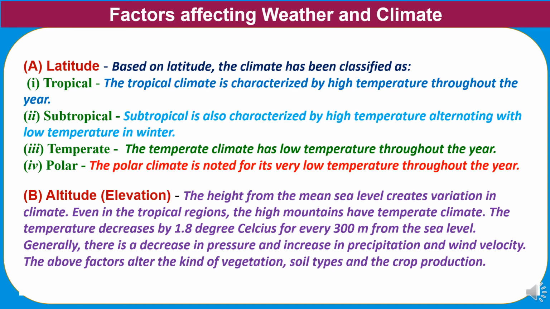And second factor is altitude, which is also known as elevation. The height from the mean sea level creates variations in climate. Even in the tropical regions, the high mountains have temperate climate. The temperature decreases by 1.8 degrees Celsius for every 300 meters from the sea level. Generally, there is a decrease in pressure and increase in precipitation and wind velocity. The above factors alter the kinds of vegetation, soil types and the crop production.